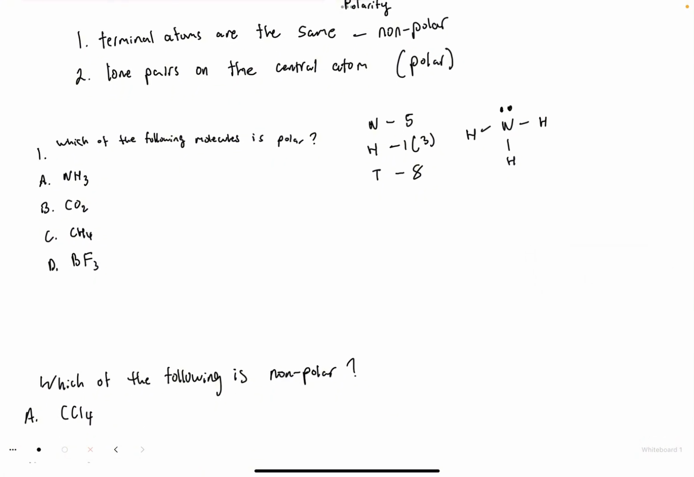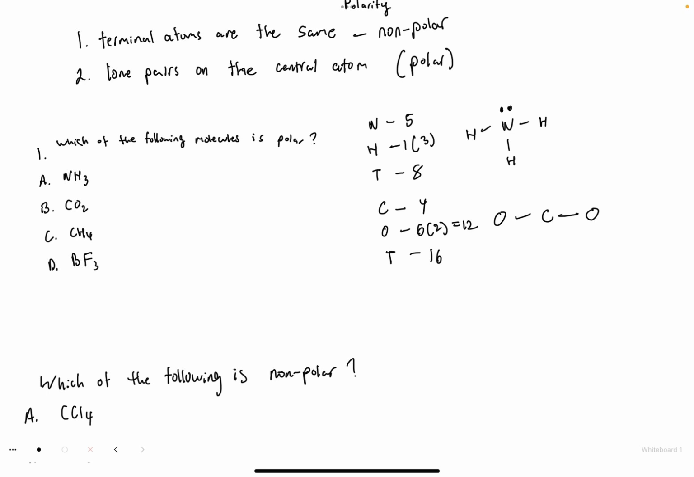Now let's look at carbon dioxide. CO2, and then total. Carbon has 4 valence electrons, and we have 2 oxygens. So that's 6 times 2, which is 12. That's 16 valence electrons. Carbon's going to be our central atom, and then oxygen will be on both sides.